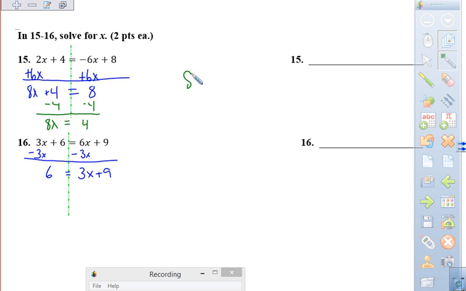I'm running out of space, so I'm just going to rewrite that over here. So I'm going to divide by 8, divide by 8. 4 divided by 8 reduces to a half. So my solution is x equals 1/2.